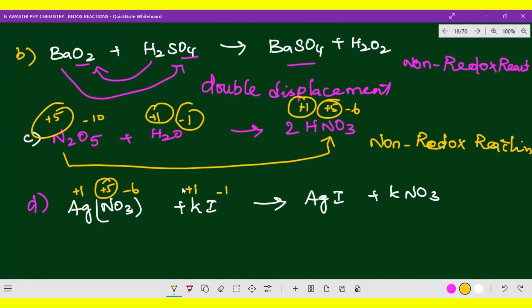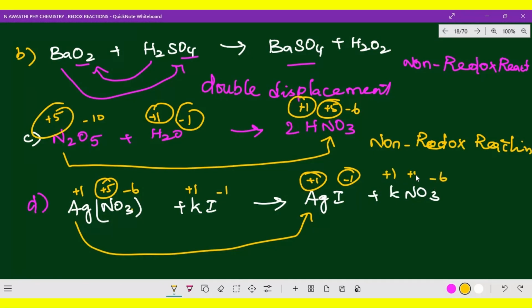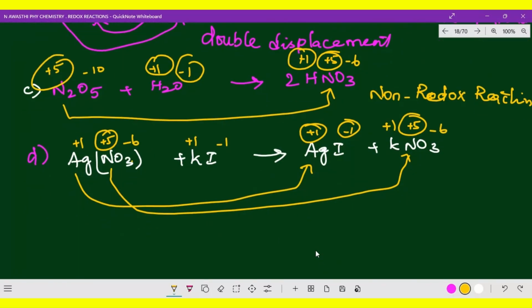And this is also -1. Here also +1, this is also +1, no changes. Here -6, +1, and +5, so there are no changes. Nitrogen also remains the same. So this is not at all a redox reaction. Non-redox reaction.